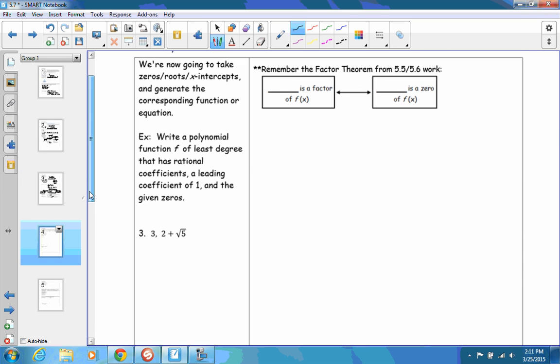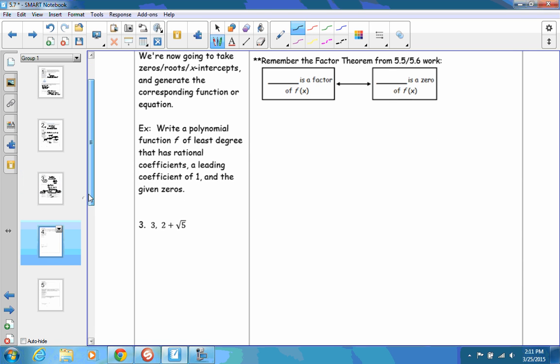Here. Remember your factor theorem. This is going to help you, right? If x minus a number is a factor, then x equals that number is a zero. That means that number is a zero. Okay? So remember that.